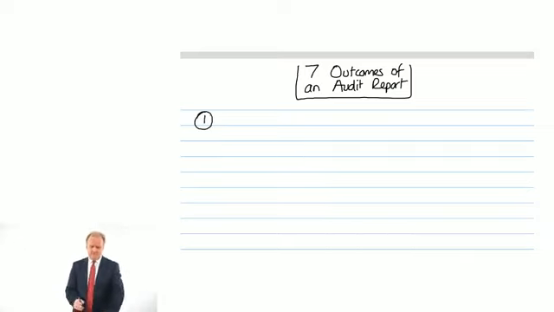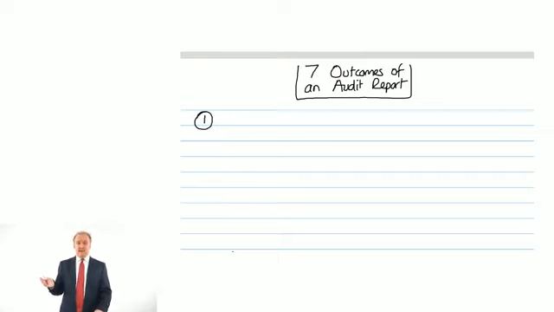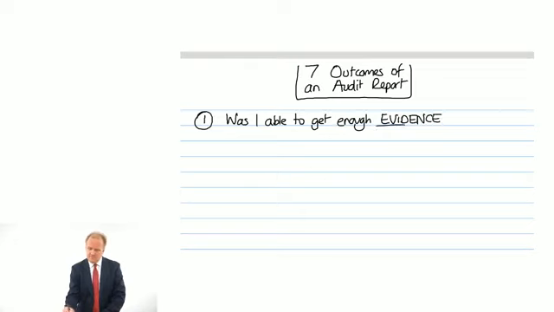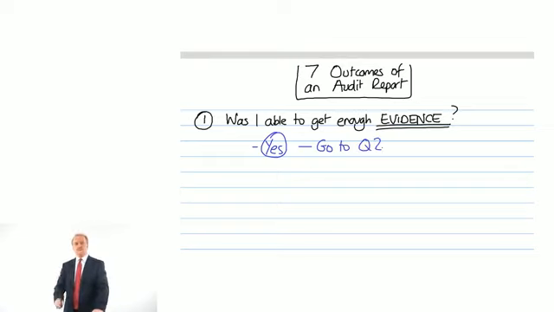So, question number 1. I need to sign my audit report, and that means I need to give an opinion. And the first question we have to ask is, was I able to get enough evidence? Because that is going to affect my opinion. If the answer is yes, then we can move on to question 2. But what if the answer is no?